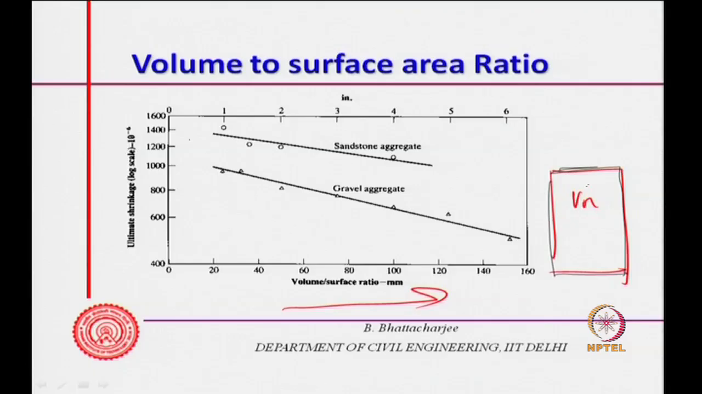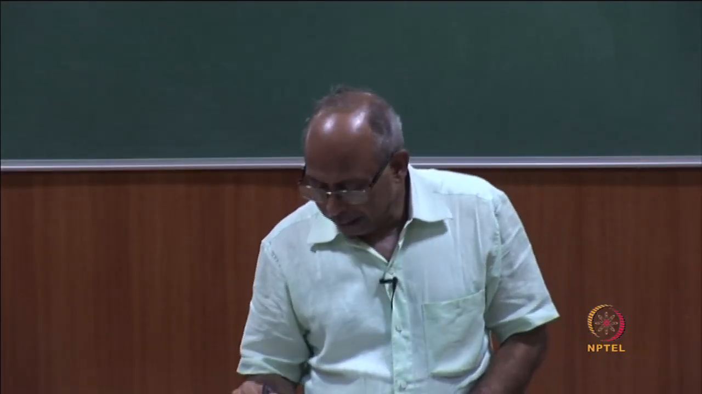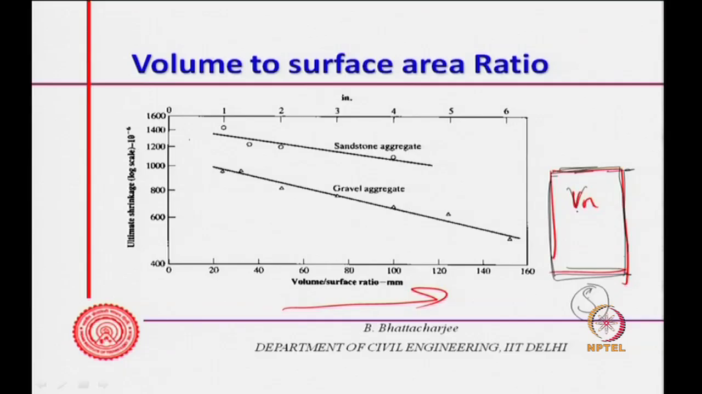For example, if this is the volume to surface area ratio, V by S, more S per unit volume means more evaporation. Less S per unit volume means less evaporation. In other words, as V by S increases, I will have less evaporation.